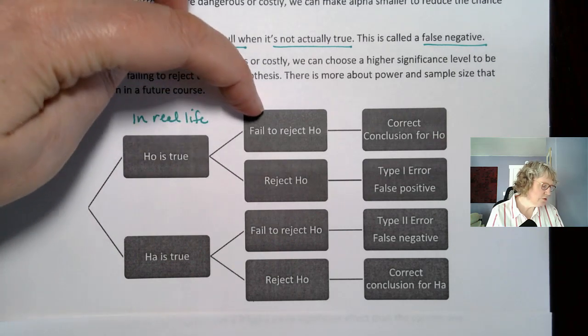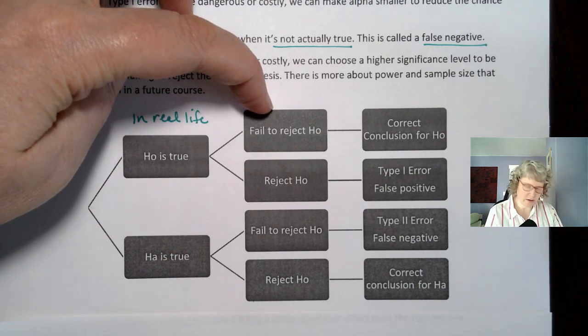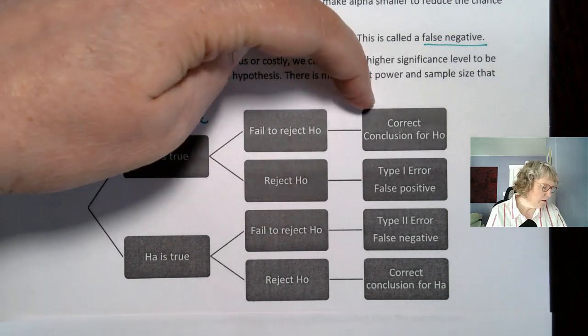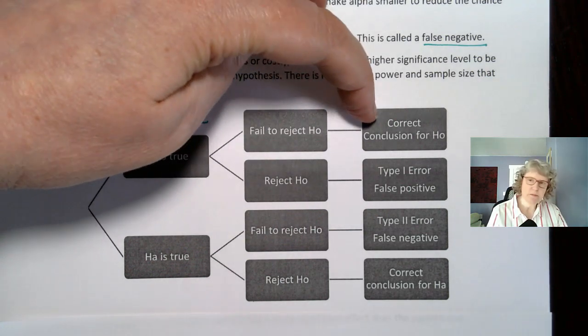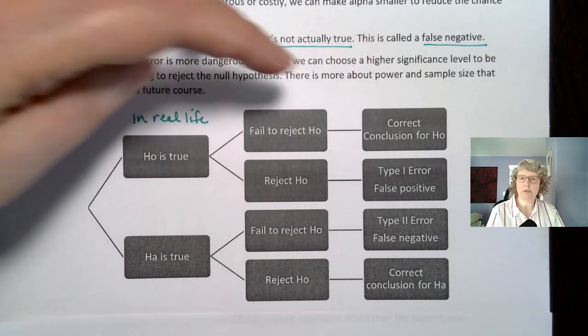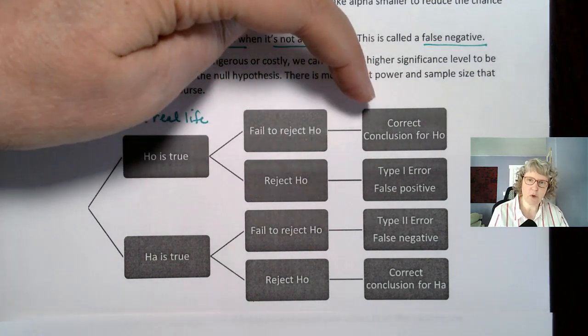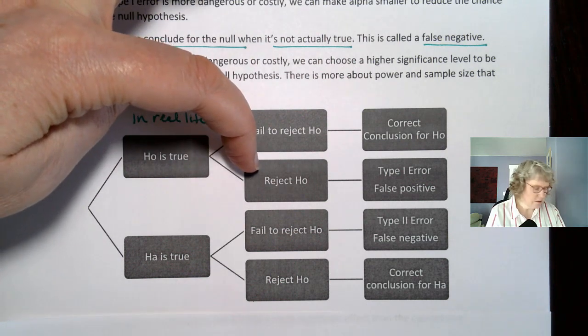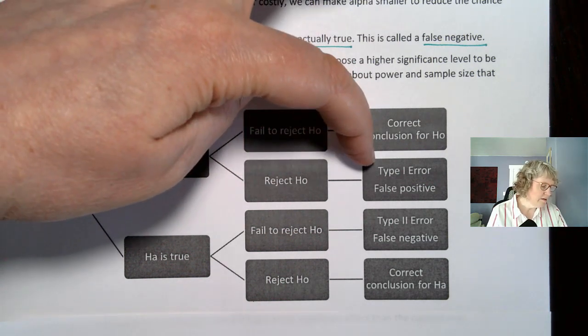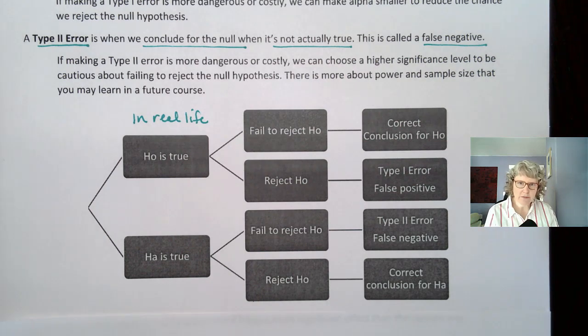If the null is true and on the top branch we fail to reject the null, then we've made the correct conclusion. We've decided in favor of the null, then we've made a correct conclusion. Our test has worked very well. Okay, but if the null is true and we reject it on the second branch here, that's a type 1 error. That's a false positive.